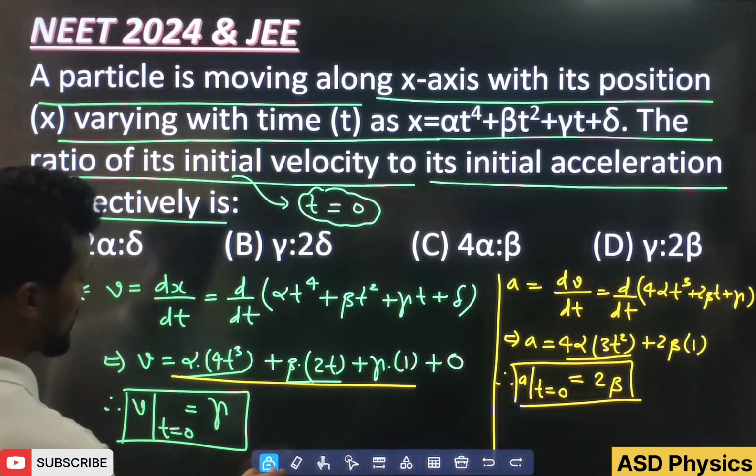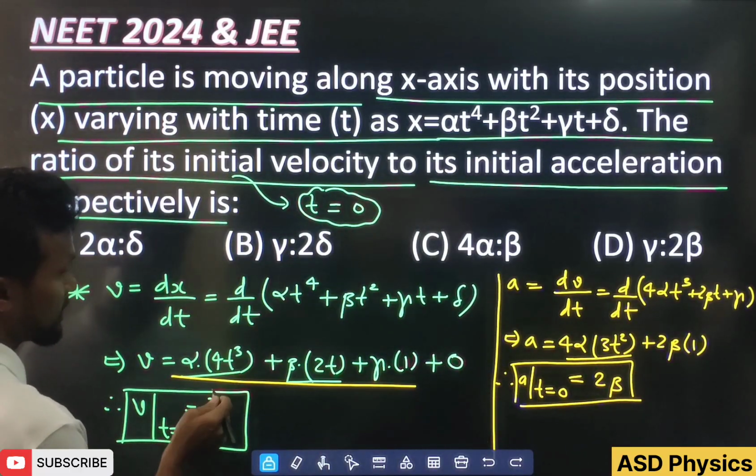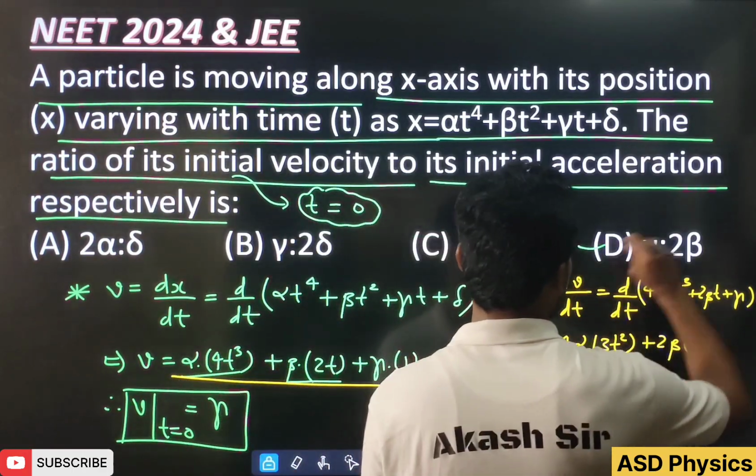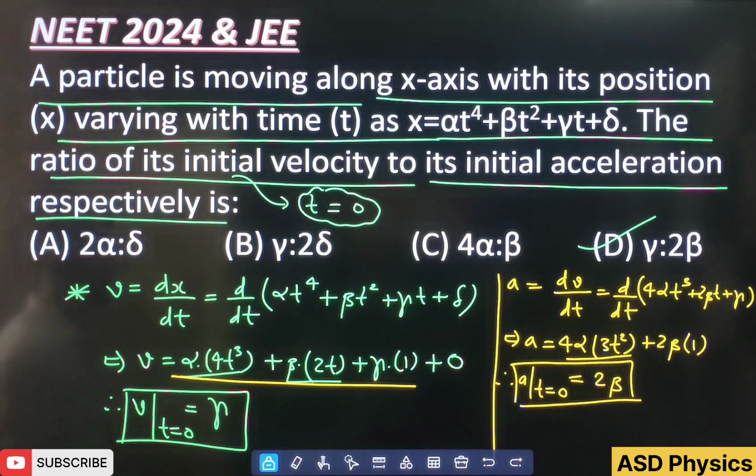So they are asking for the velocity to acceleration ratio. Here you can see gamma, and here you can see 2 beta, that means the ratio is option D, gamma is to 2 beta. Great.